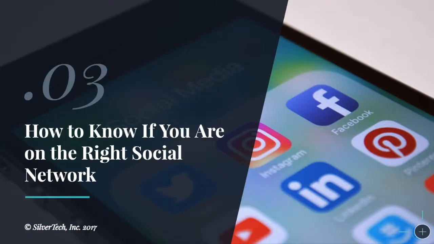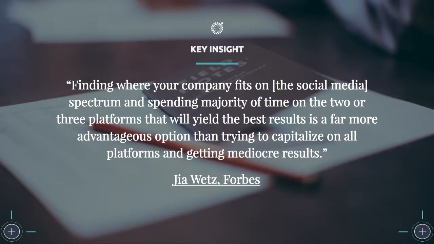So once you've gathered the demographic details of your personas, finding the right network is just a matter of matching where your personas are most likely spending their time. So how do you know if you're on the right network? From Forbes, we learned that finding where your company fits on the social media spectrum and spending a majority of your time on the 2 or 3 platforms that will yield the best results is a far more advantageous option than trying to capitalize on all platforms and getting mediocre results.